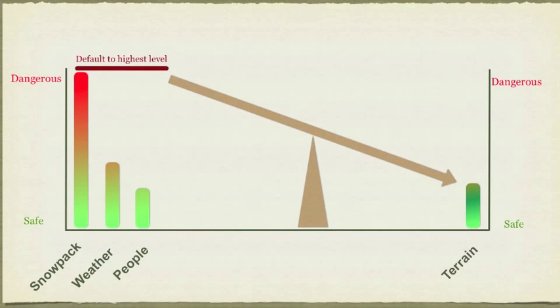Now, usually not all three of those are the same. So usually we have something like this, like snowpack is red light conditions, whereas we have good weather and good people. But we still have to stick to safe terrain. So we always have to default to the highest level. And that may occur with weather, and it may occur with people.